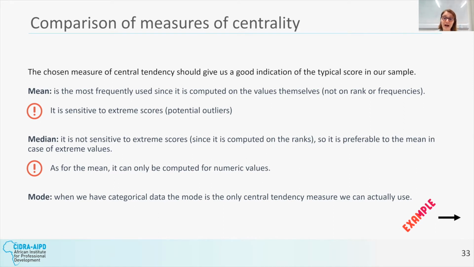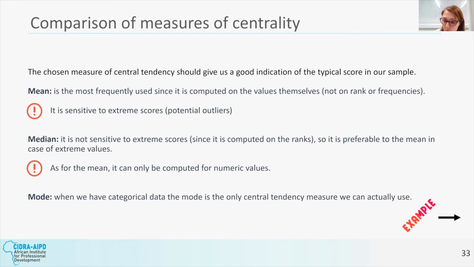So when we have extreme values, choosing the mean may not be the right choice. So in this case, we could use the median. The median is less affected by them because it's computed on the ranks, not on the values. But as with the mean, it can be computed only on numerical values. In the case we have nominal or ordinal level data, the only measure of central tendency we can actually use is the mode.